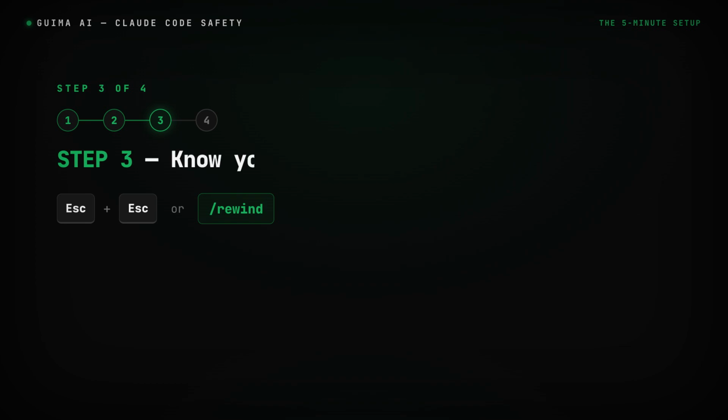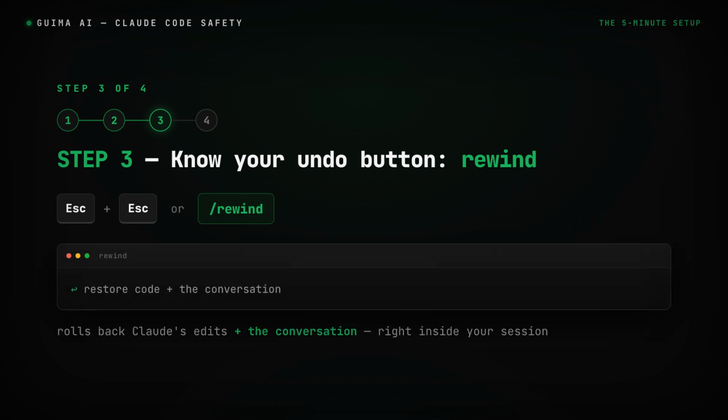Step 3. Know your undo button and its limits. Claude Code has a built-in feature called Rewind. Press Escape twice or type /rewind, and you can roll back the changes Claude made in the conversation right inside your session. It's genuinely useful.